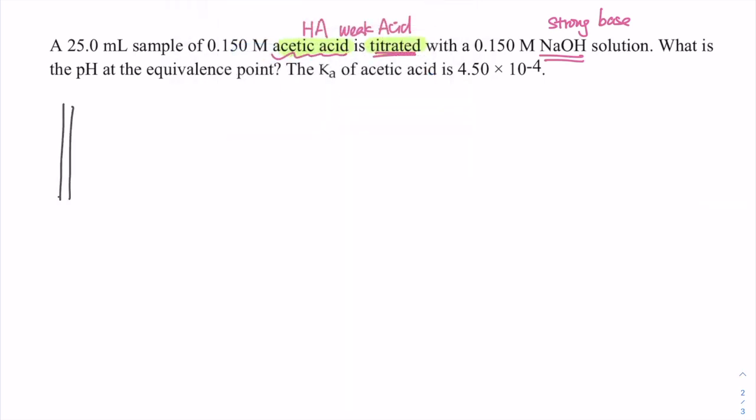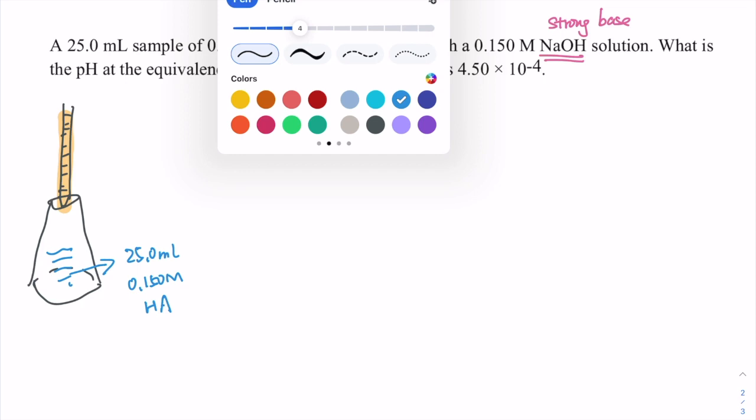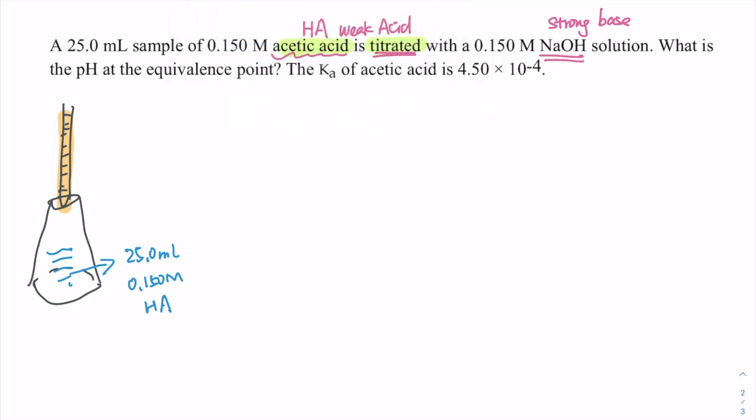As always, I suggest we try to draw out what's happening over here, to give us a good idea. So let's say our setup: inside this Erlenmeyer flask, we'll have 25 mL of a 0.50 molar weak acid, and in the burette I have my strong base.